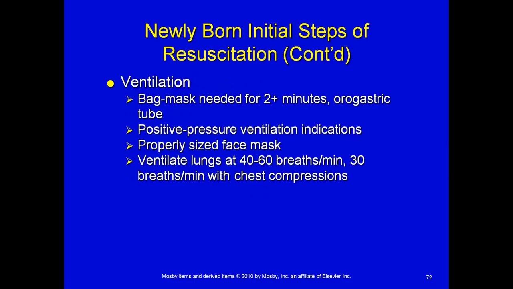Often what they'll teach us in NRP is you say, bag the baby, bag the baby, bag the baby, and that's your ventilatory rate along with your chest compressions.